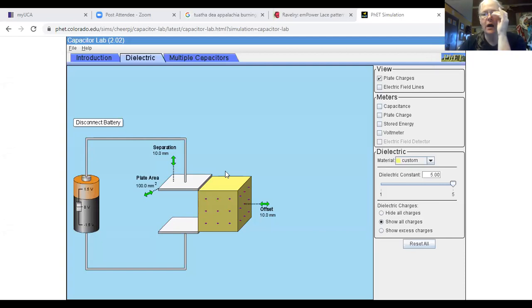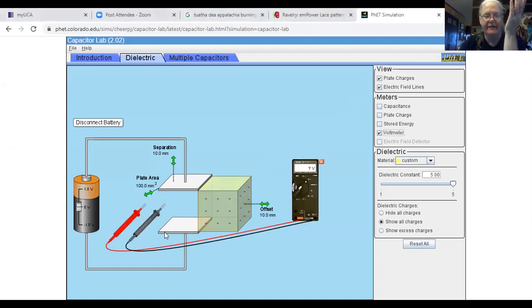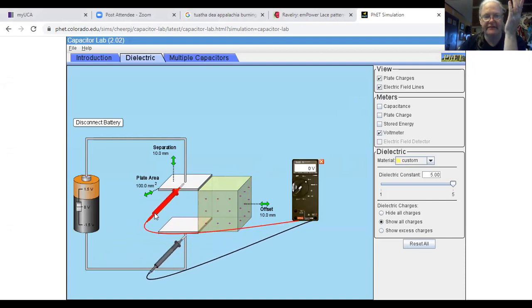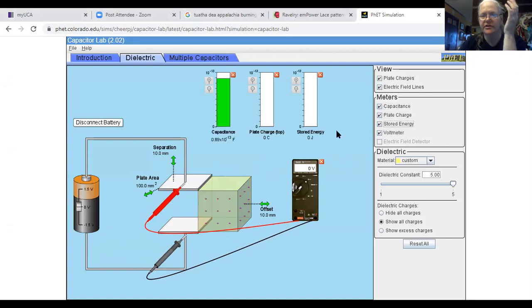Okay, so now we talked about the capacitance with nothing in there. So here's the same kind of situation, except now we have the possibility to add a dielectric. So I'm going to go ahead and put the things back that I had. This is a little bit different sim, so it's going to look a little different than the one we just used, but they didn't have the dielectric on that one. Okay, so here's the plate charge, and we're going to go ahead and do the capacitance and the stored energy.